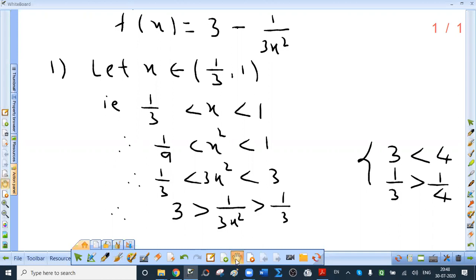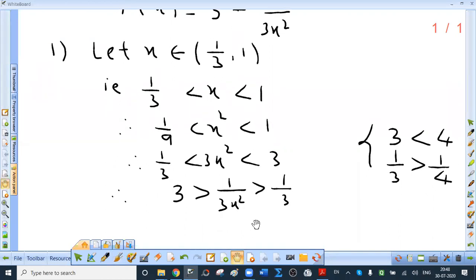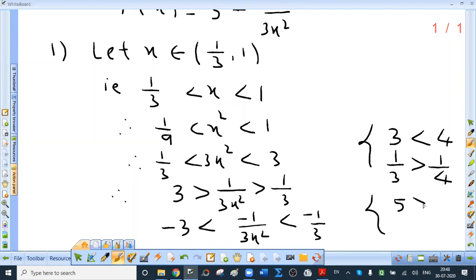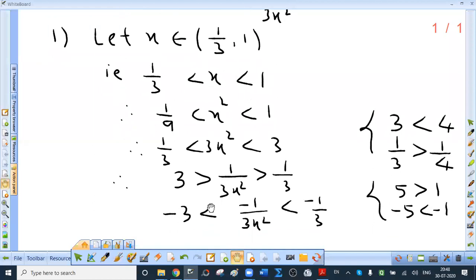This is not at all difficult. We are trying to get f dash of x in place of x, but we need minus, so multiply by minus. Again, if multiplied by negative number, inequality changes. So this is minus 3 less than minus 1 upon 3x square less than minus 1 upon 3. Example, 5 greater than 1, but minus 5 is less than minus 1. This is the simple logic.